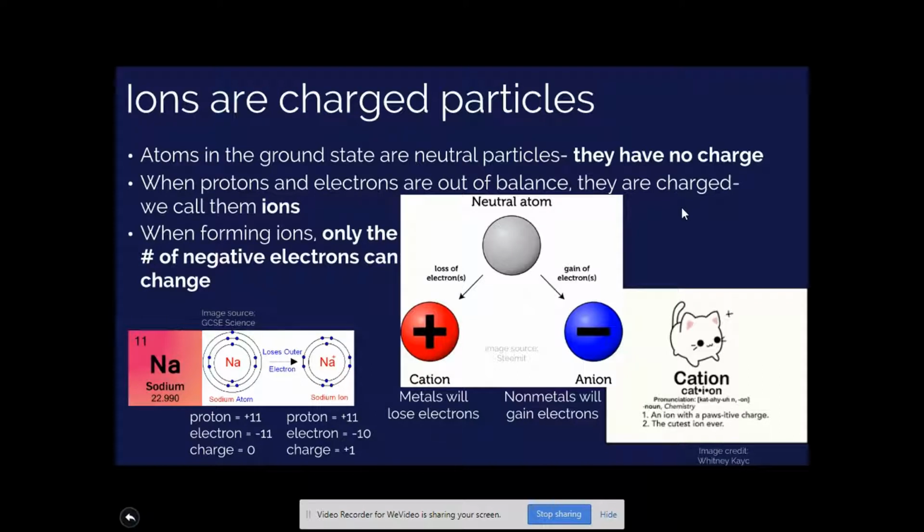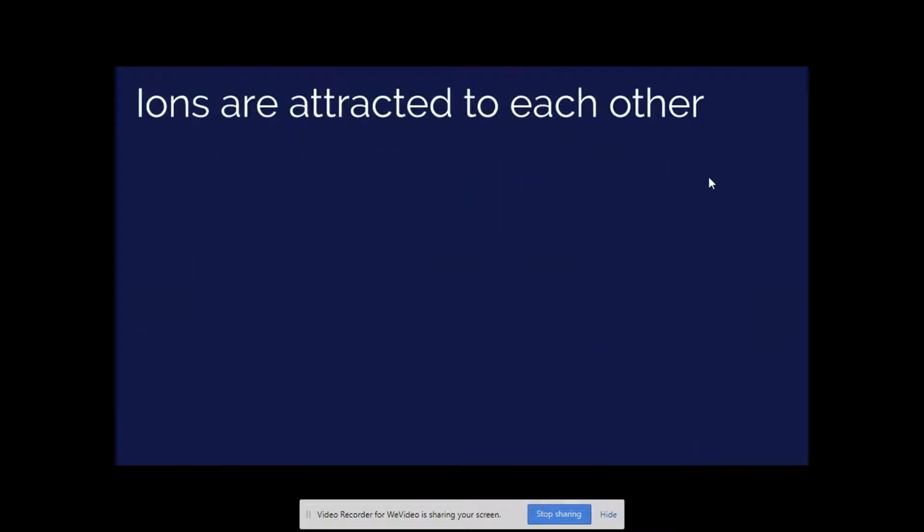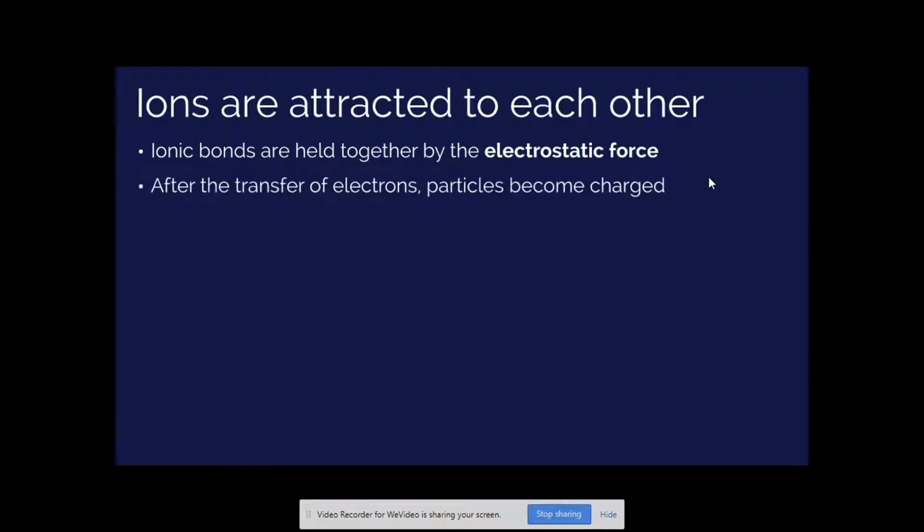Now that we've talked about how to make ions and what the difference between the ions can be, let's talk about how they are bonded to each other. And really, for these type of chemical bonds, the ionic bond is really more just an attraction. So attraction is caused by the electrostatic force.